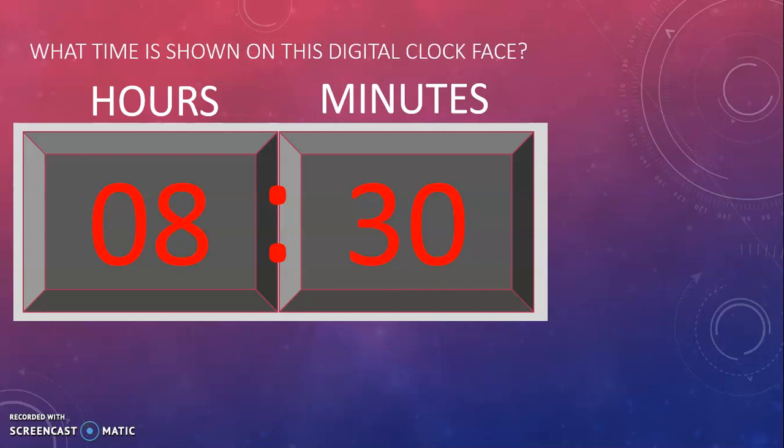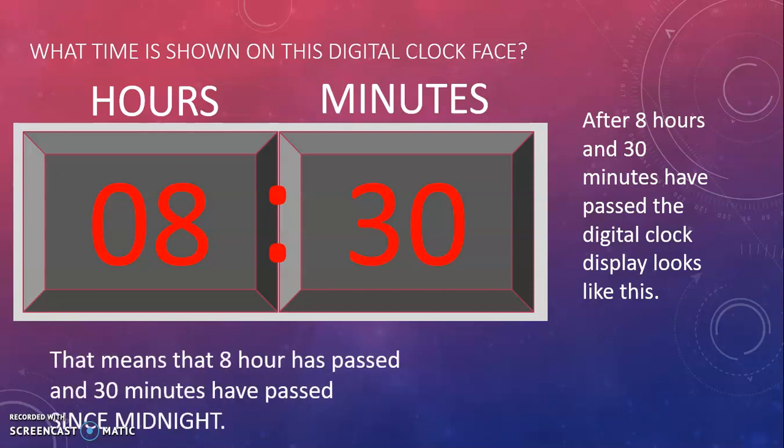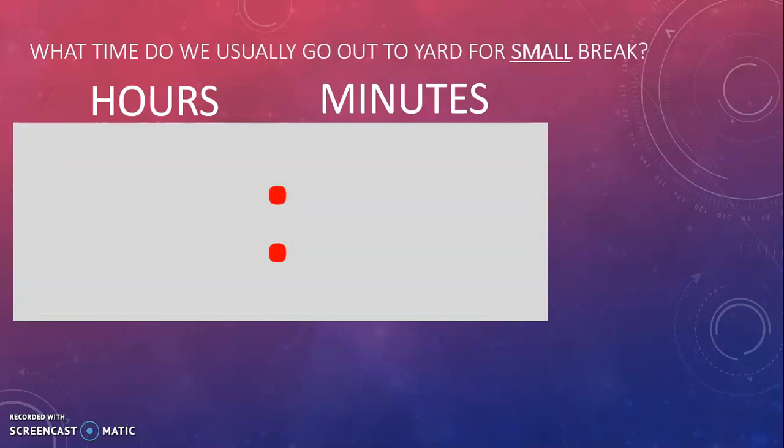After 8.5 hours have passed, the display looks like this. How many hours and minutes have passed now? Yes, 8 hours have passed and 30 minutes have passed since midnight. That means that the time is 8:30 in the morning. That's the time we usually start school. What time do we usually go out to yard for small break?